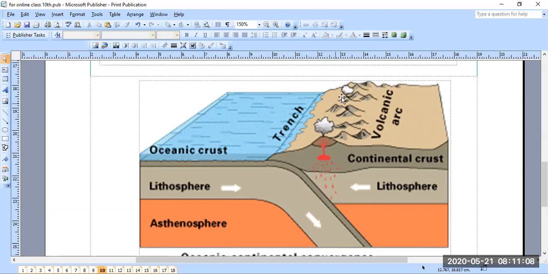So each push gives rise to a range of mountain, then a calm, and then again the push comes and again the sediment rises. So usually where the ocean and the land crust meet, that is the point where you have the deepest part of the ocean. This deepest part of the ocean we call a trench. This is the deepest part.